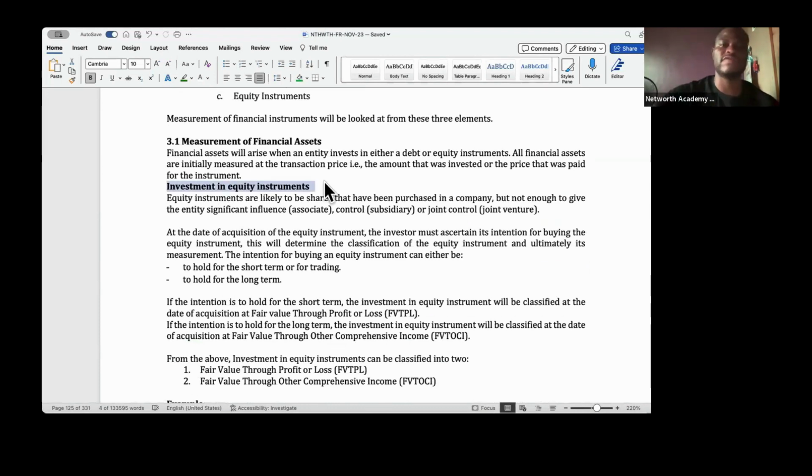So that is all around investment in equity. Any question before I move to the last part of financial assets, which is investment in debt? Questions? Okay.